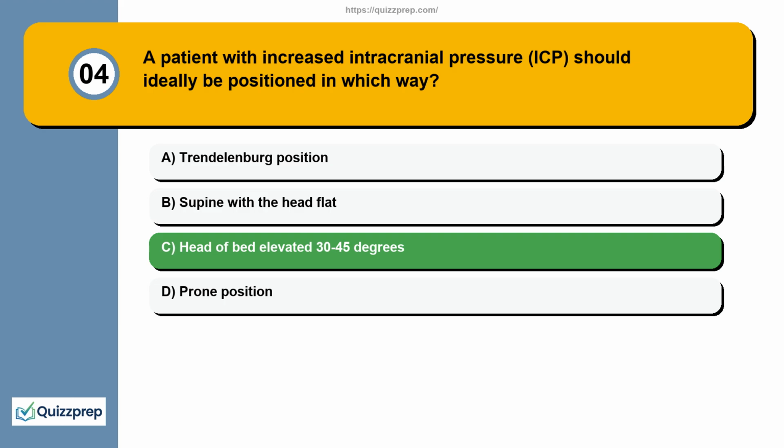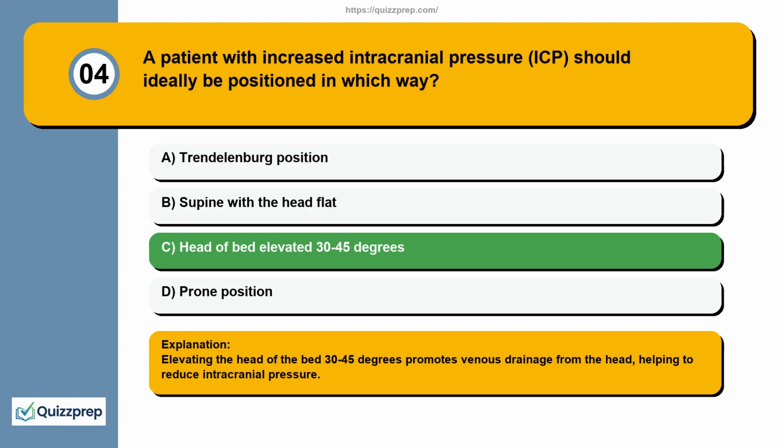The correct answer is option C. Head of bed elevated 30 to 45 degrees. Explanation. Elevating the head of the bed 30 to 45 degrees promotes venous drainage from the head, helping to reduce intracranial pressure.